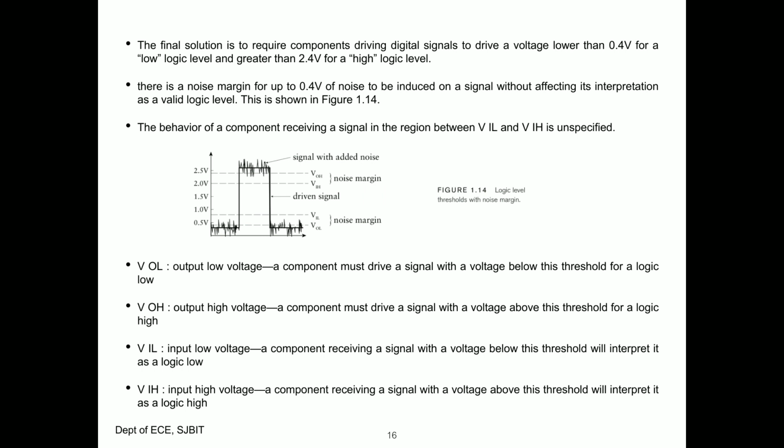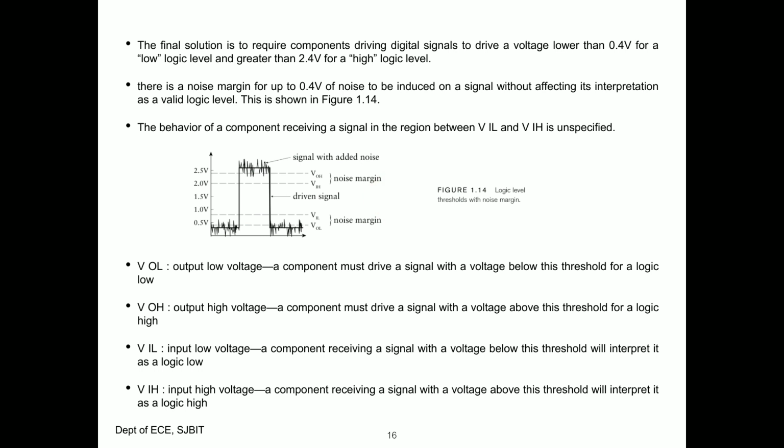In order to overcome this, the final solution we have adopted is to divide the digital signals to drive the voltages lower than 0.4 as low logic and 2.4 as high logic. Even though we set 2 and 0.8 in the previous figure, because of the noise added along with the signal, a noise margin of 0.4 volts has been added to both levels. 2 volts, which was the earlier threshold, is now 2.4. 0.8, which was the earlier threshold, is now 0.4, as you can see in the figure. So two threshold values along with the noise margins have been set.